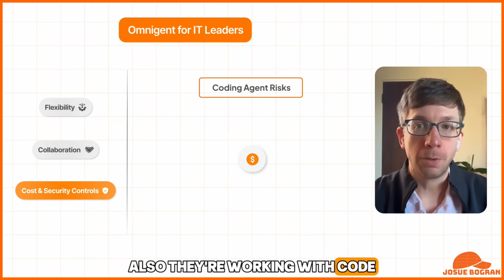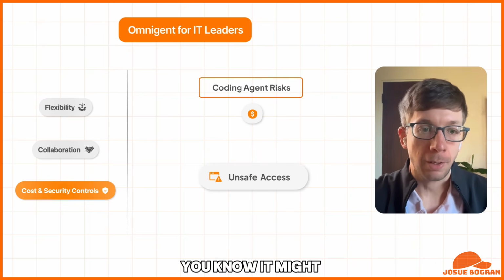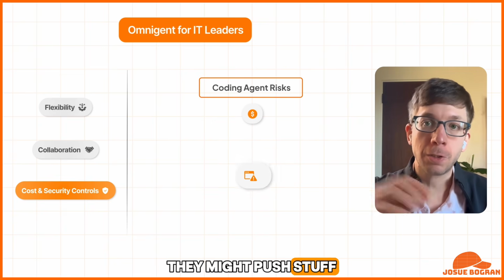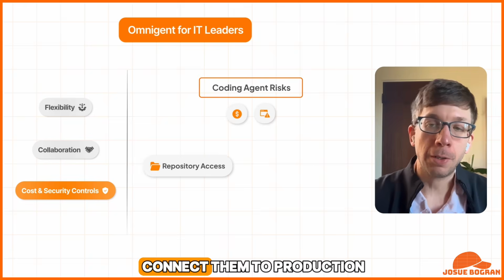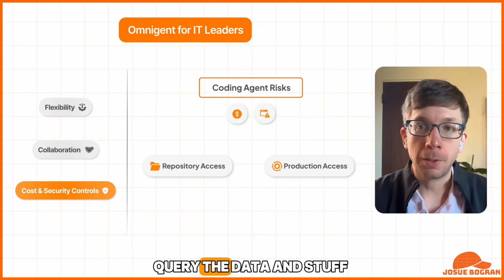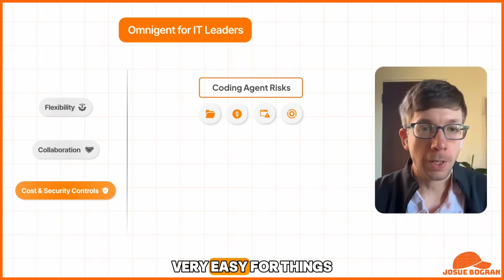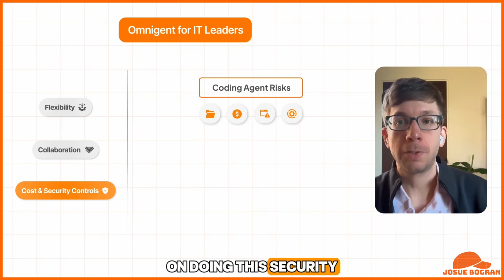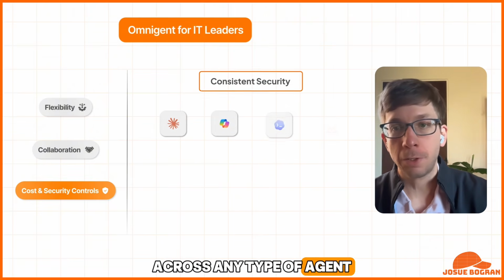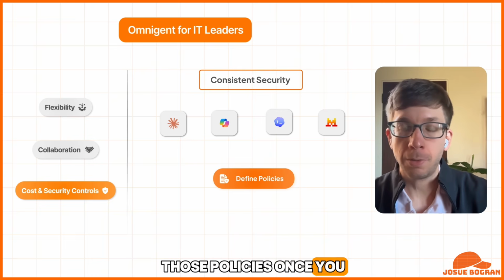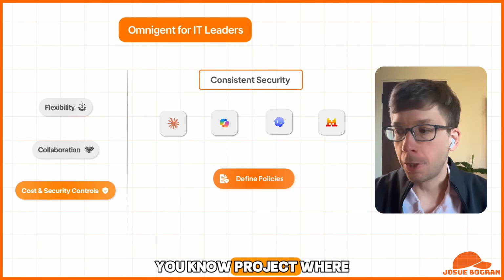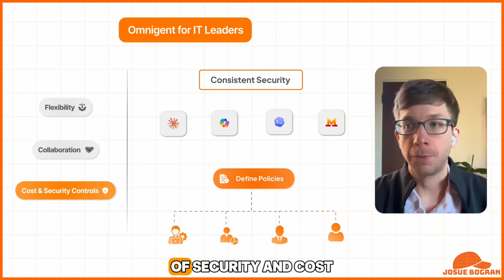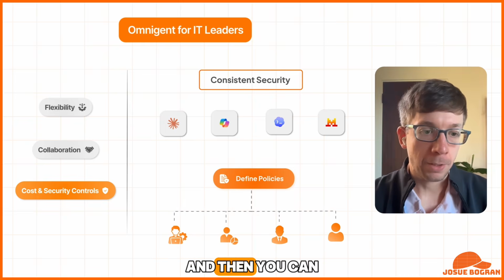Also they're working with code, so they often might read stuff from the web or install packages that might be compromised. They might push stuff into your repos. Engineers will want to connect them to production tools and query the data and stuff. So it's very easy for things to go wrong. And since we focus on doing the security in a consistent way across any type of agent, you can set up those policies once. You have this open source project where many people are contributing to improve them, to give you a library of security and cost tools to choose from, and then you can apply them to any of these.